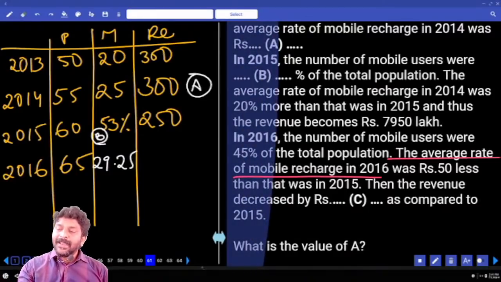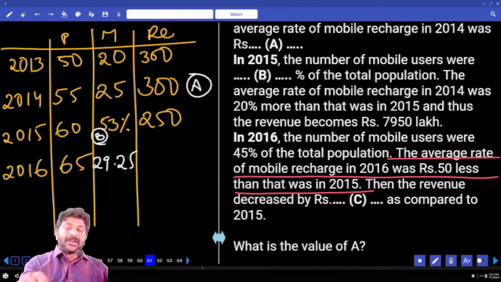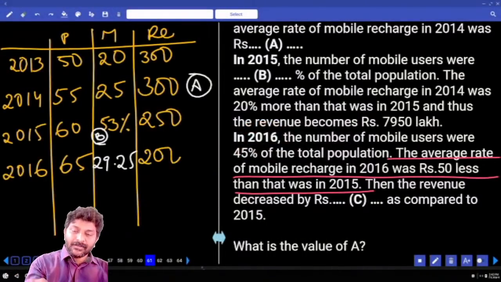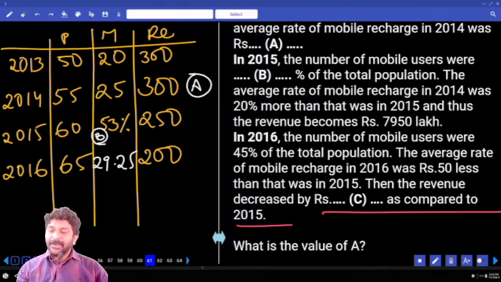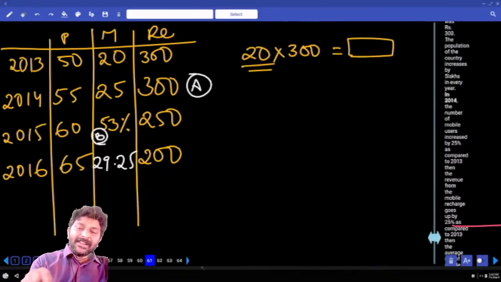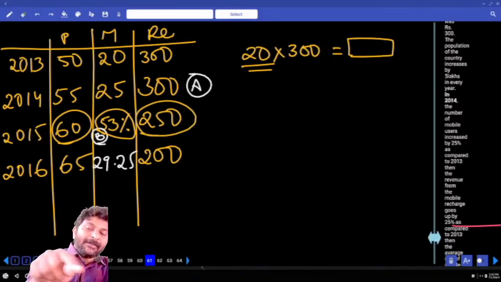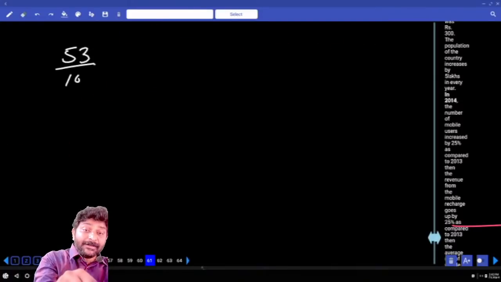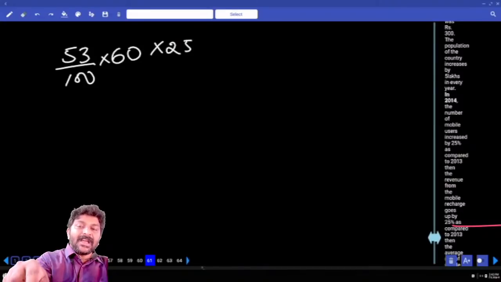The average rate of mobile recharge in 2016 was 50 rupees less than that in 2015. In 2015 it was 250, but now it is 50 rupees less. It becomes 200. Then the revenue decreased by what percent as compared to 2015? Revenue అన్నారు, రైట్. ఇక్కడ కాలిక్యులేట్ చేద్దాం. 2015లో రెవెన్యూ అంటే 53% calculated on 60. That gives you a number, correct? That fellow should be multiplied by 2. Okay, be careful here. What percentage? 53% calculated on. So these many mobile users are there, correct? And recharge 250.